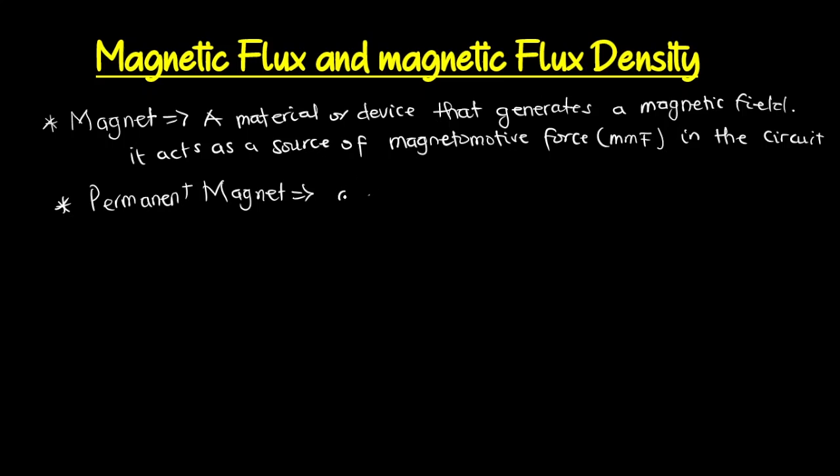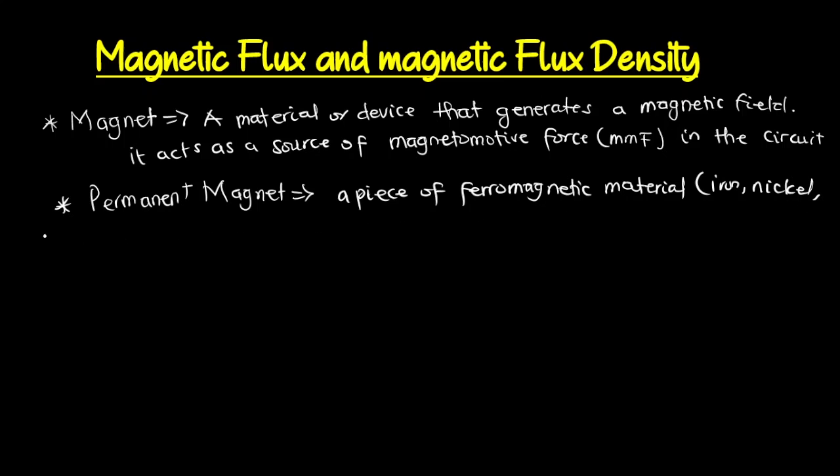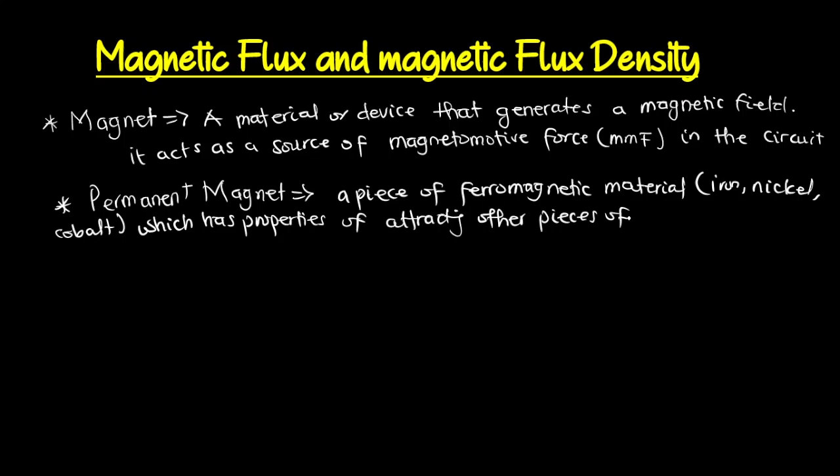So a permanent magnet is a piece of ferromagnetic material. Examples are iron, nickel, or even cobalt, which has the property of attracting other pieces of material. So that is what a permanent magnet is.